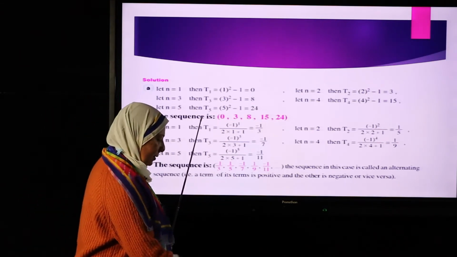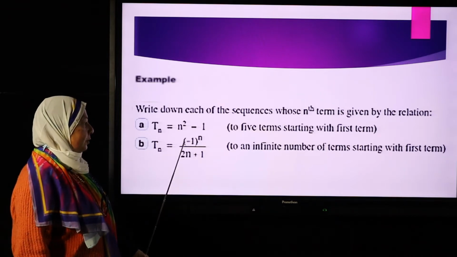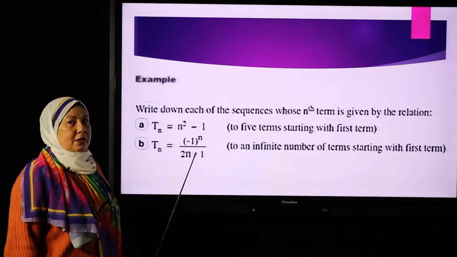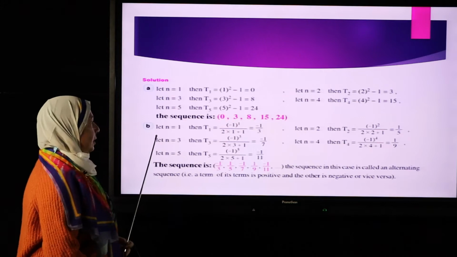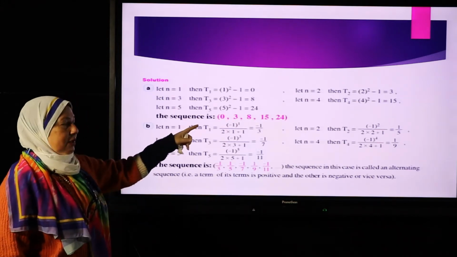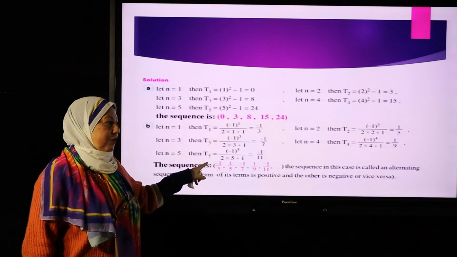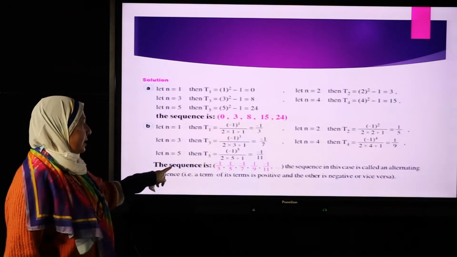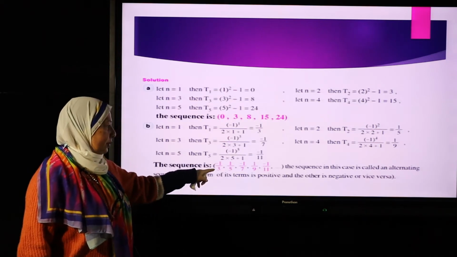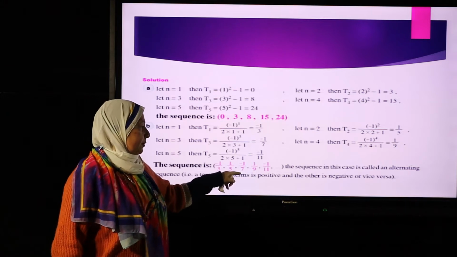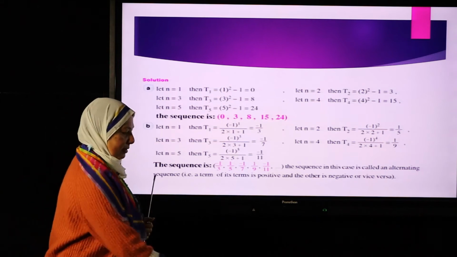The second sequence, Tn equals negative 1 to the power n over 2n minus 1. Find the first 5 terms also. With substitution, n equals 1, n equals 2, n equals 3, and so on, till n equals 5. The sequence is negative 1 over 1, 1 over 3, negative 1 over 5, 1 over 7, negative 1 over 9. This sequence is called infinite.